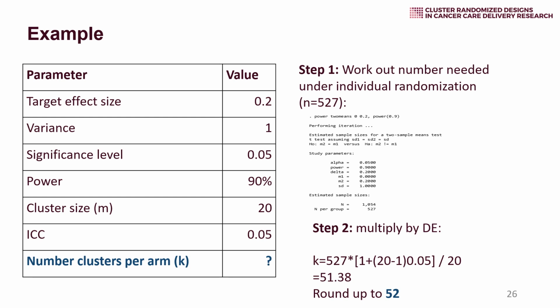Step 1 is to work out the number that's needed under individual randomization. There are various different ways that you can do this. One option presented here is to use a Stata function called power two means. It turns out that the number needed per arm is 527. We then multiply this 527 by the design effect and divide by the cluster size. We have to round up, and it turns out that the number of clusters per arm required, K, is equal to 52.